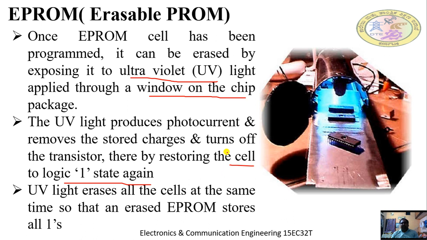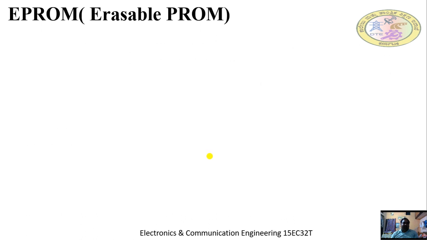Selective erasing, in the sense, I cannot select a particular cell from the total memory and erase it. As a whole, we can erase all the cells, but we cannot erase the content of one particular cell. And typically this process takes around 15 to 20 minutes, which is quite a large time.